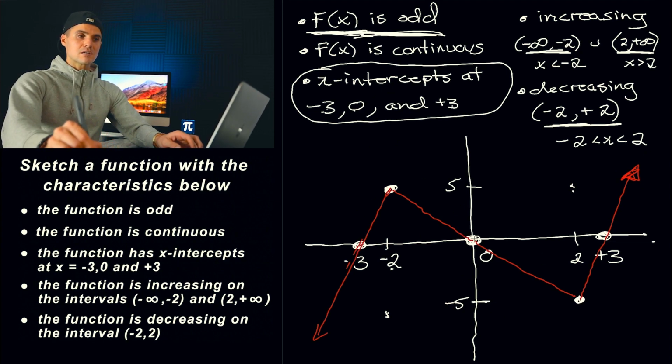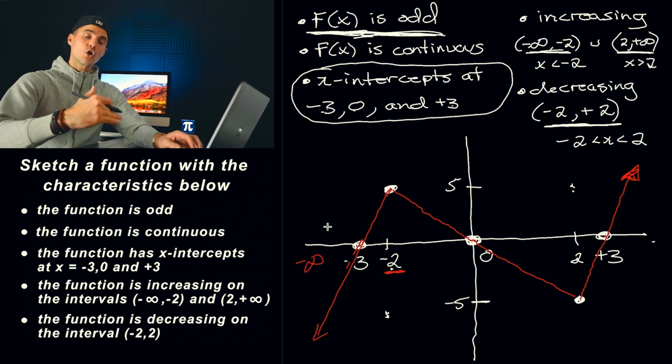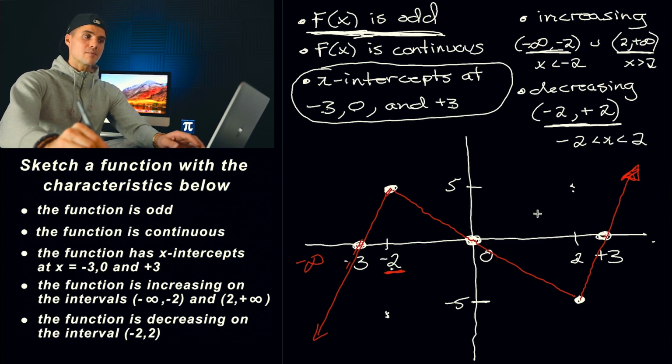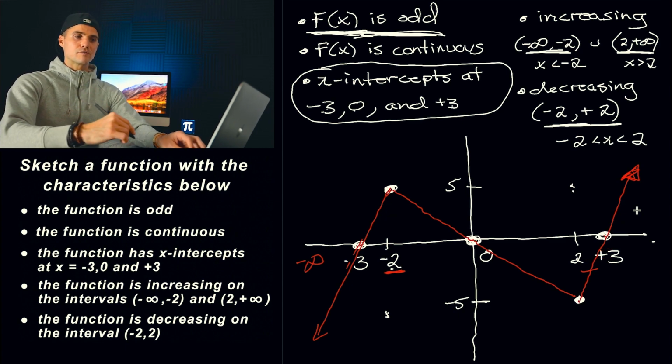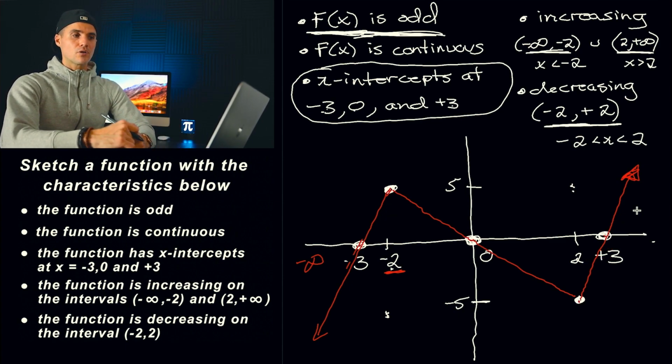X-intercepts -3, 0, +3. It's increasing from an x value of -infinity to -2, right? It's increasing on this interval. The y values are going up as we read from left to right. From -2 to +2, the function is decreasing, meaning the y values are going down as we read from left to right. And then from 2 to infinity, the function is increasing, y values are rising as we read from left to right. And so that is an example of a sketch that matches these characteristics.